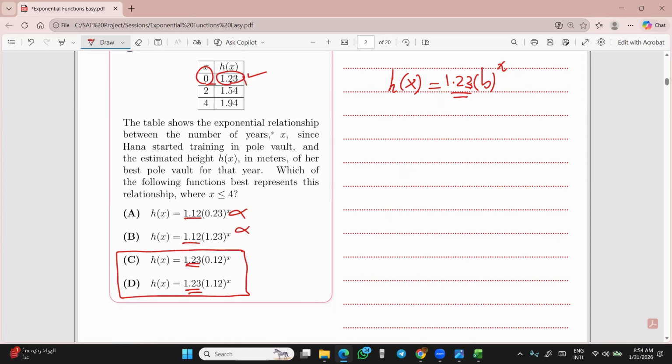And then look at the numbers. Are they increasing or decreasing? This was 1.23, 1.54, increasing. So when the values of y are increasing, this should be greater than 1. Here it is smaller than 1. This is 0 point something, it's decreasing. But 1 point something is more than 1, which allows us to choose letter D.